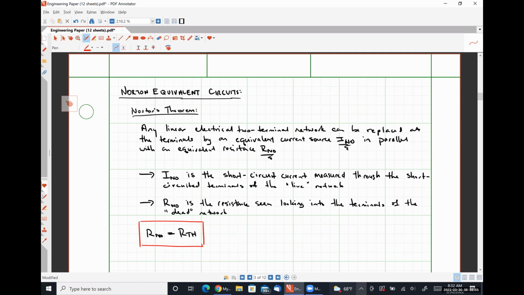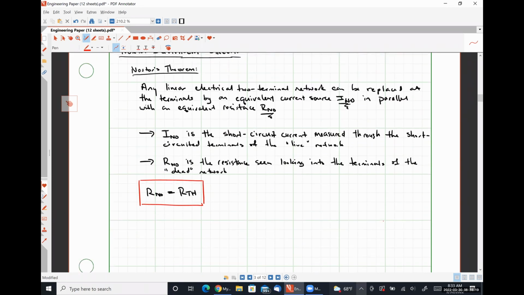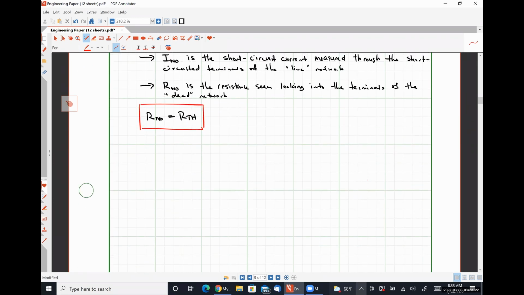So from here on out, you'll probably never hear me talk about the Norton resistance again. I'm going to refer to the Norton equivalent resistance as the Thevenin equivalent resistance, because they are literally the exact same quantity representing the exact same thing. All right, so let's take a look at that circuit again. Our original circuit was this guy.